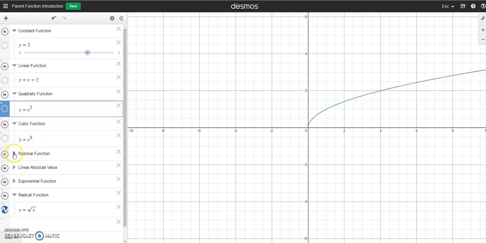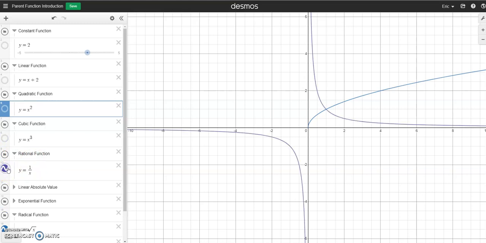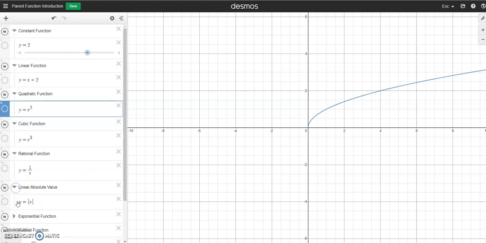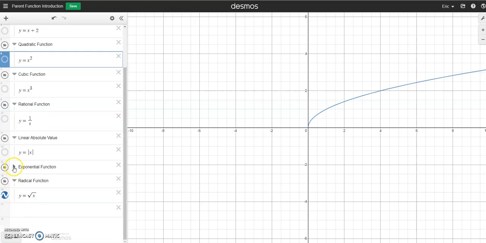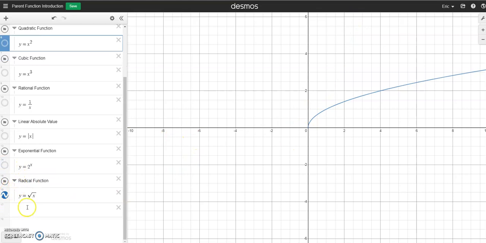Rational, ratio, fraction, 1 over x. Kind of looks like a little x thing. Linear absolute value makes the V shape. Exponential, the x is the exponent. X Games, the little ramp. And radical functions, there's a little square root, and the picture kind of looks like the little square root symbol. So again, this entire lesson was just to kind of get the correlation between the different parent functions, what the equations look like, and how they correlate to the graph.